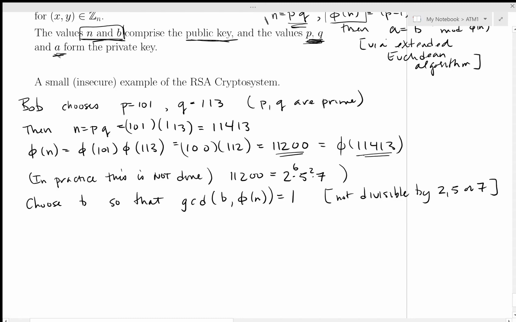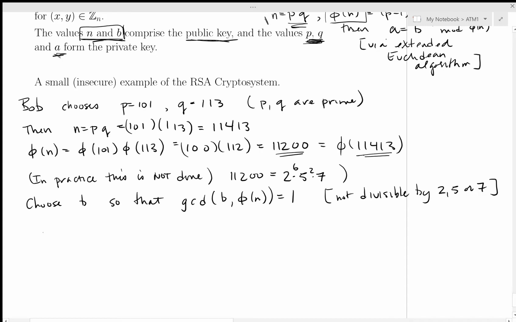Okay, what if I didn't want to factor 11200, which I don't? Well, how would I pick b? I would just randomly choose a b, and then I would run the Euclidean algorithm on b and phi of n and see if it came out to 1. If it didn't, I would just randomly pick another one. So I would not try to factor. It would not take too long until I stumbled onto a b that was relatively prime to phi of n. So that would be one way.